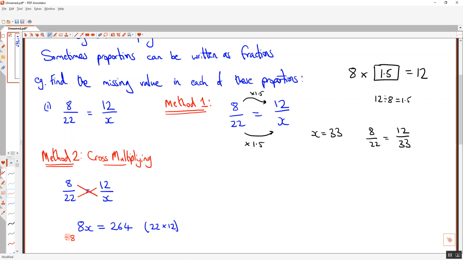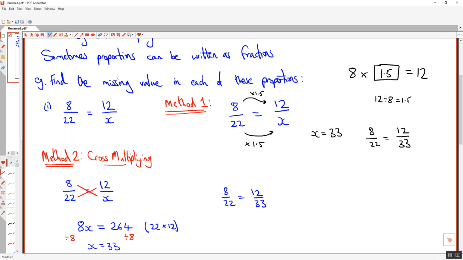It's timesing, so to get rid of something that's timesing, I have to divide. So when I divide both sides by 8, I get x equals 33. So again, 8 over 22 is the same as 12 over 33.